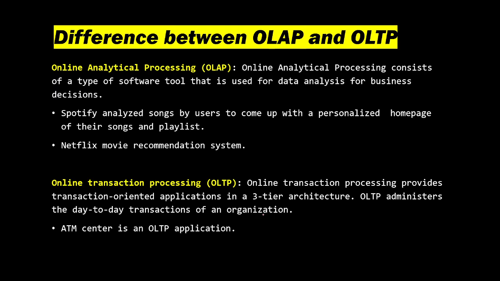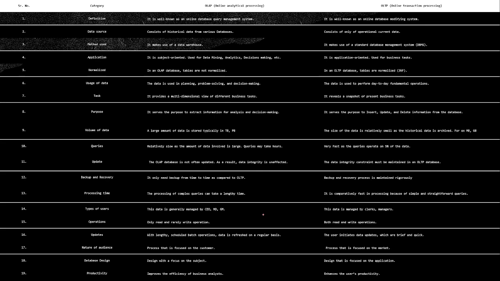Now, moving to OLTP, OLTP stands for Online Transaction Processing. Online Transaction Processing provides a transaction-oriented application in a three-tier architecture. So, basically speaking, both are tools. OLTP administers the day-to-day transactions of an organization. For example, an ATM center is an OLTP application. So, moving ahead, we'll sort out the differences. There are many differences here. We'll just go through each of them real quickly.